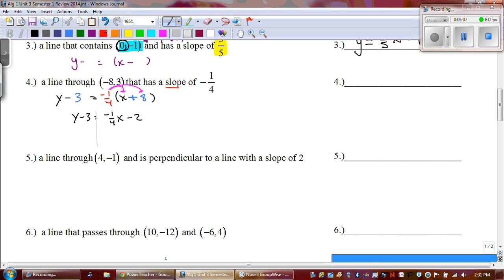We're not done yet because the y is not by itself. We have to add 3 to both sides. And then you get your final answer of y equals negative 1/4 x plus 1. So, y equals negative 1/4 x plus 1. Make sure to write your answers on the line.